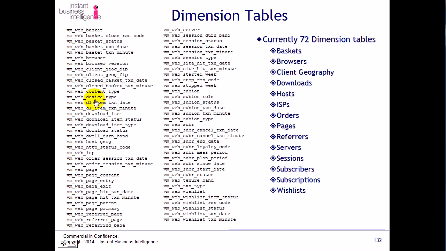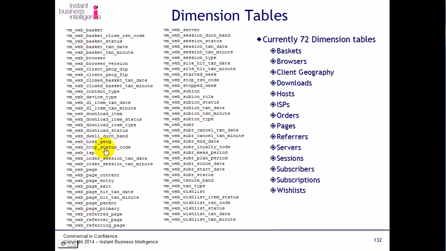The content type, the device type that's using the browser. The download item, so when something's downloaded, what was the item? The download item status, download item type, and the download status itself. So in some downloads you download multiple items, so you may have a download status with multiple item statuses and item types within the download. Your dwell duration band on the page, if you can tell that.